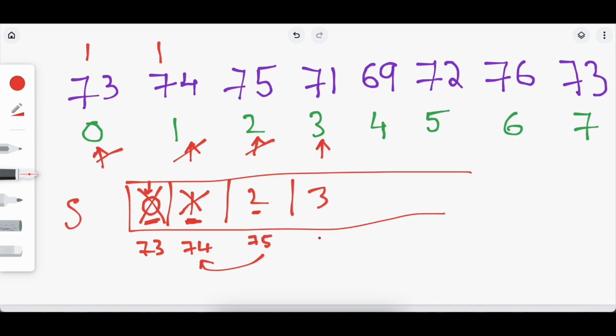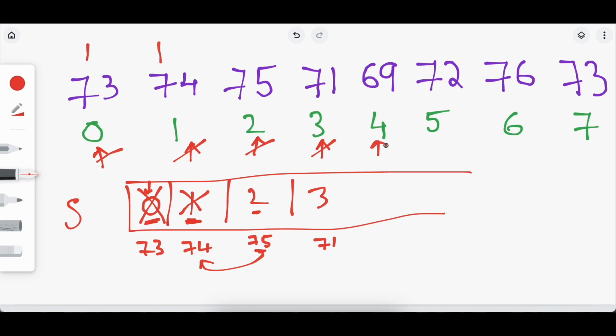Now I'll push index 3. Now the value is 71. Now is my 71 greater than 75? No, it's not. It's less than 75, right? So that means for 75, I still have to wait. You know what? 75, you'll still have to wait. We haven't found a value. So what I'll do, I'll simply push it into my stack and then I'll move forward.